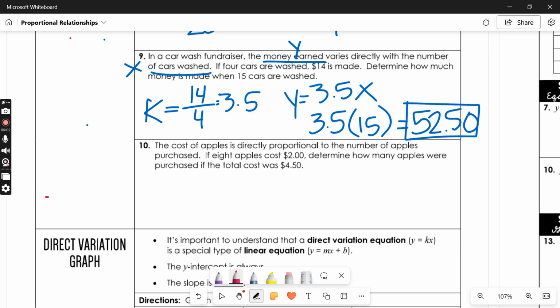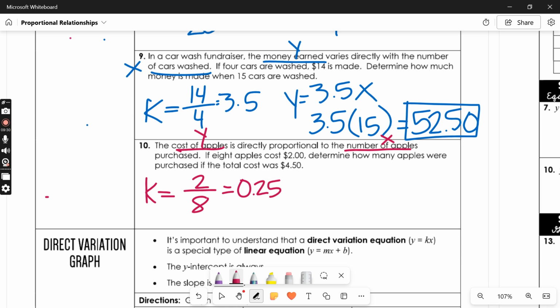The cost of apples is directly proportional to the number of apples purchased. If 8 apples is $2, I'm going to start by finding my constant. 8 apples is $2. So cost goes on top, so 2 on top, number of apples on bottom, 8. That is 0.25.